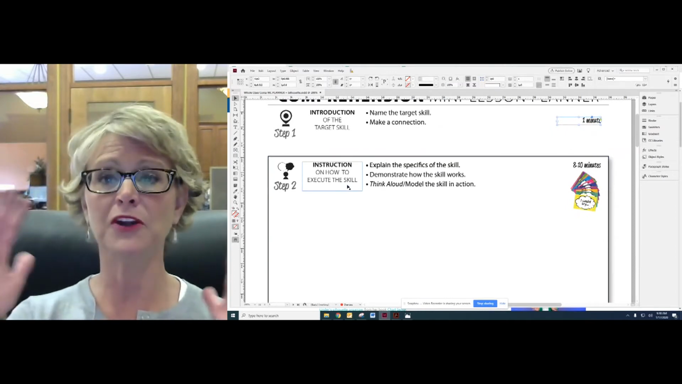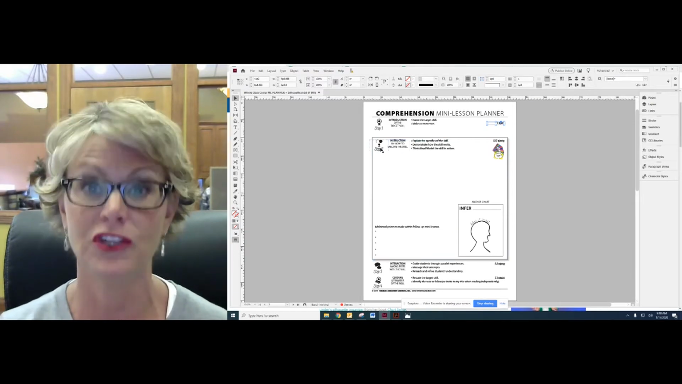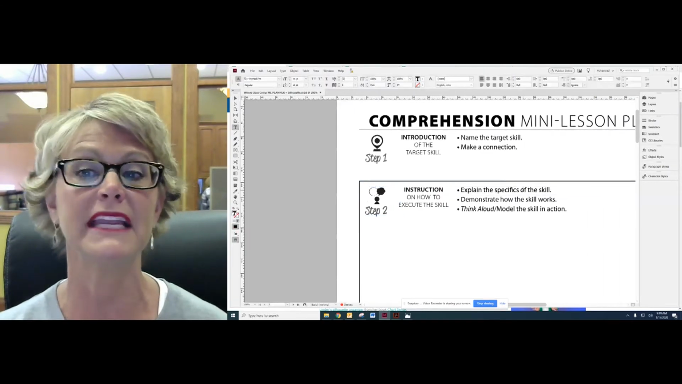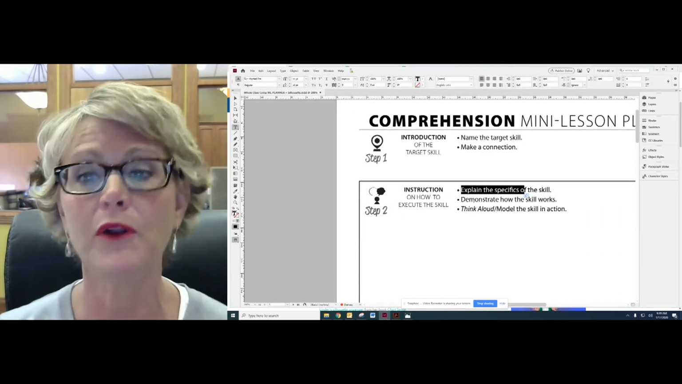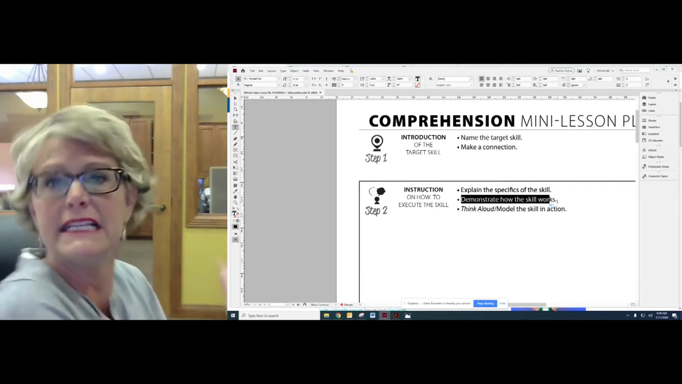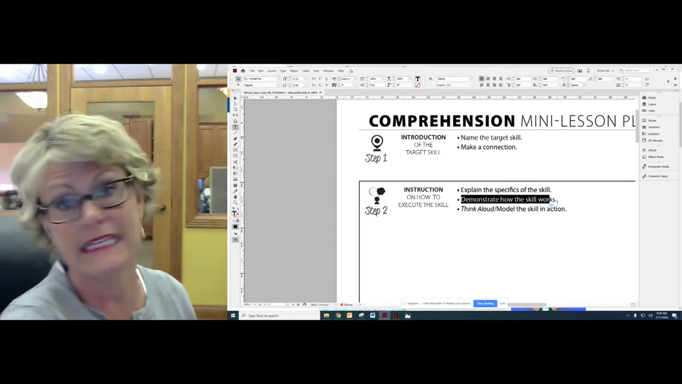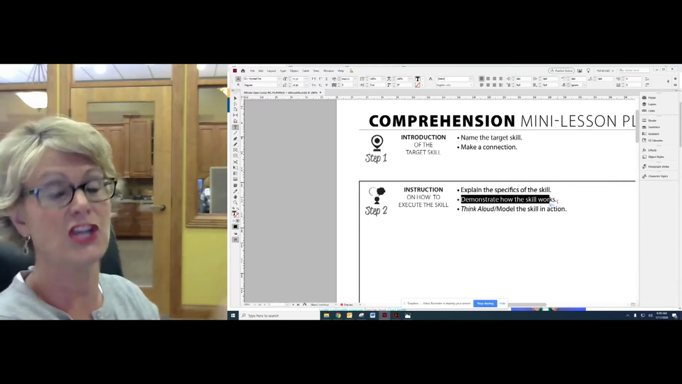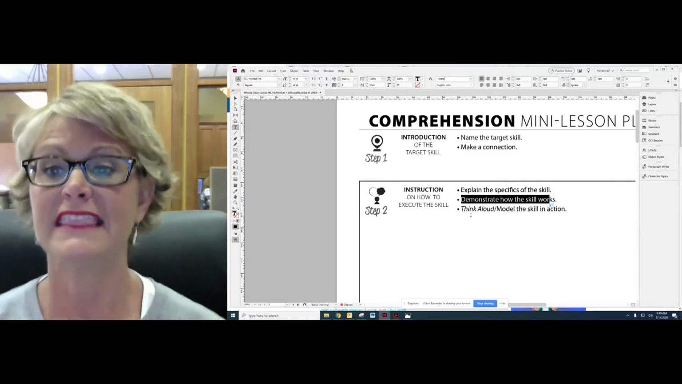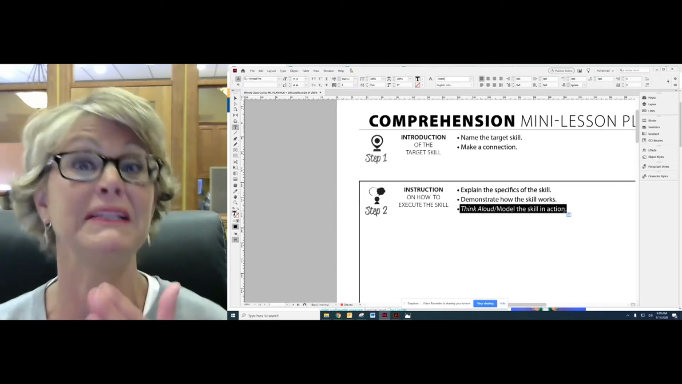Then the biggest part on my planner and the most important part of the lesson is step 2. Step 2 is when we teach. Step 2 is when you explain the specifics of the skill, but more importantly, you do the work. You project a passage, an excerpt that lends itself to perspective or figuring out text structure or determining main idea. Whatever it is, you present the passage. You read it in your reading voice, and you do the work of thinking aloud. This is the I do. You watch and listen.